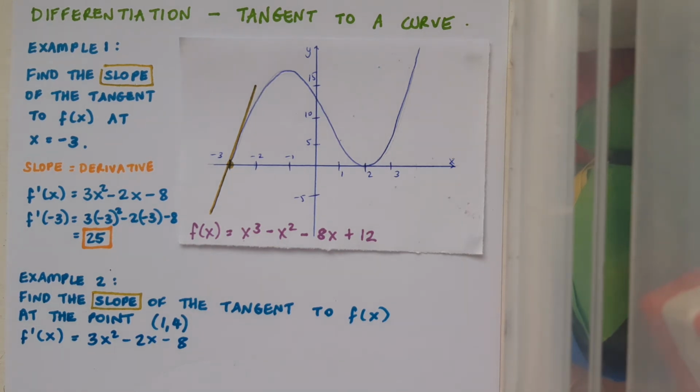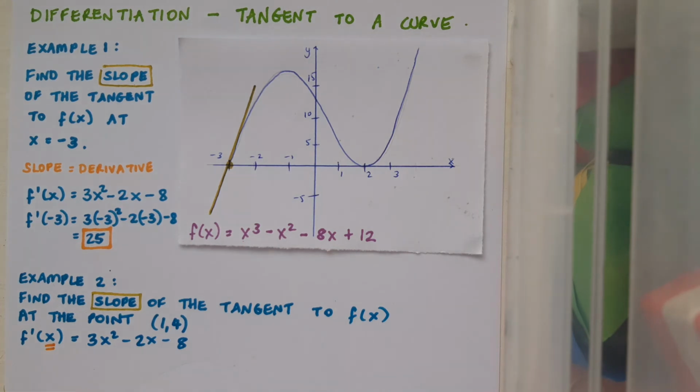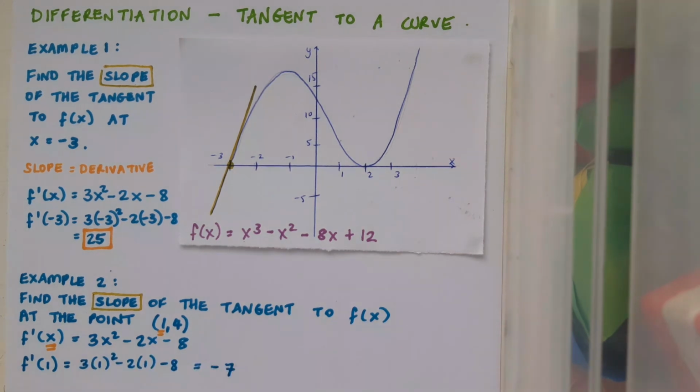This time, I'm not just being given an x value, I'm being given a full point. But actually, the y part is fairly redundant because when I want to find the slope, all I can sub in is the x part. So really, all I'm concerned with is the x part of this point. I can find the slope at this point by simply substituting 1 into my derivative. And in this case, I get minus 7.